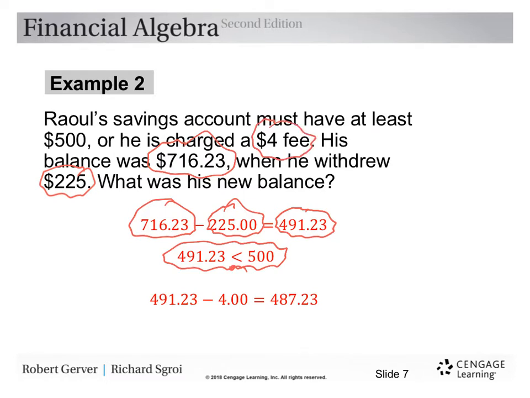So now we take this new balance here of $491.23, and we subtract $4, and we get a new balance in his account of $487.23. Now, if after a certain length of time he doesn't bring that back up to $500, he will be charged another $4 fee. Typically, that's going to be once every month.